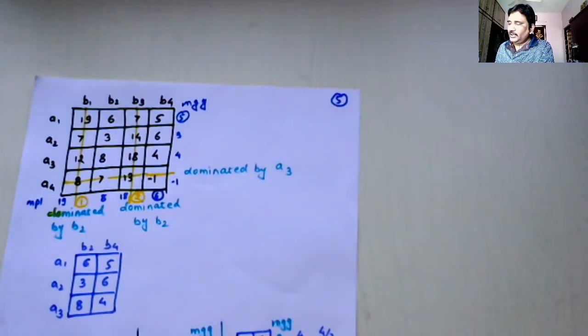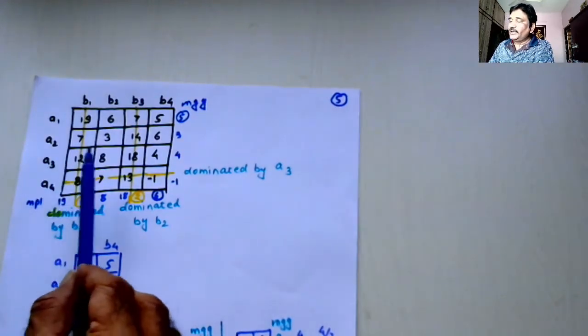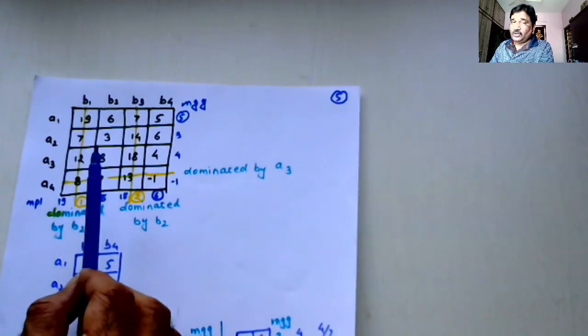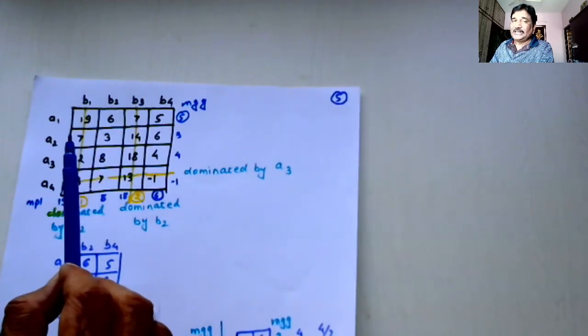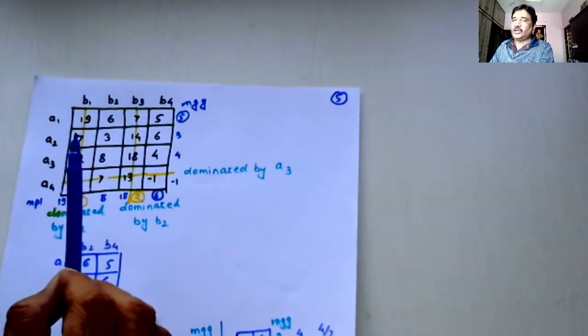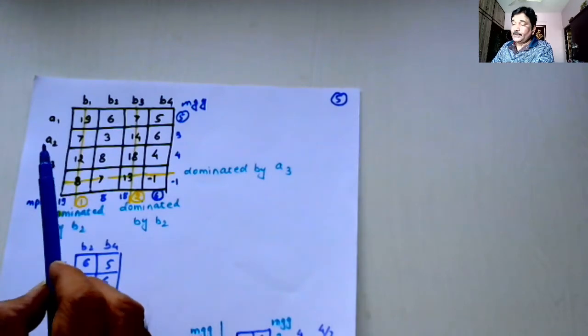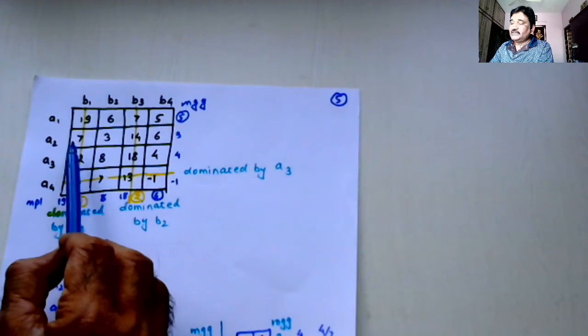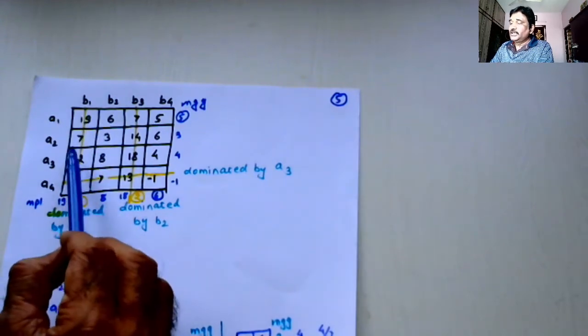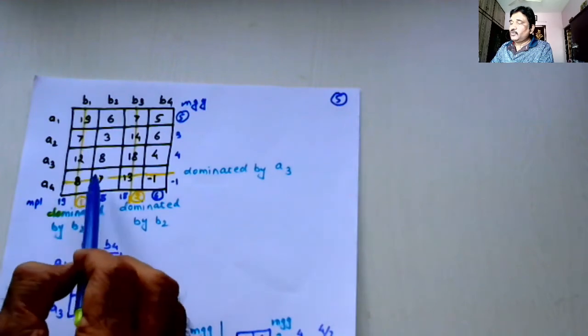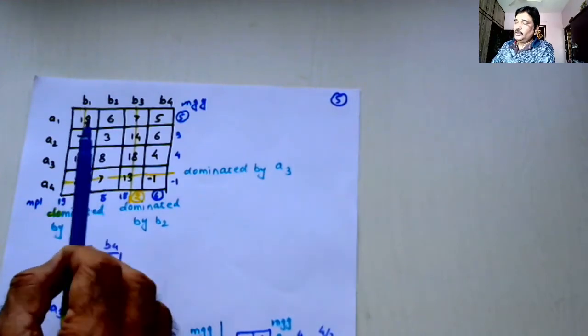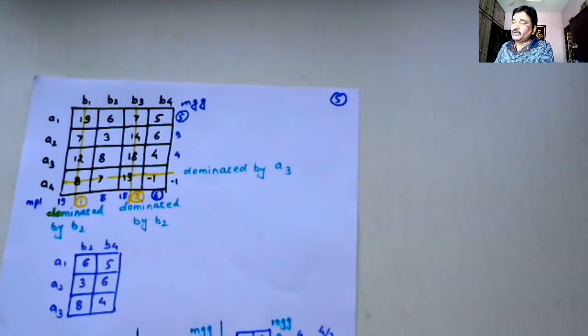Now we will be comparing columns B1 with B3. While you compare the columns, the column with higher values is to be eliminated because those higher values stand for the losses to player B. So higher losses should be eliminated, right? 19, 6, 19 more, 7, 3, 7 more, 12, 8, 12 more, 8, 7, 8 more. So B1 column has higher values, so the B1 course of action will never be used in presence of B2.